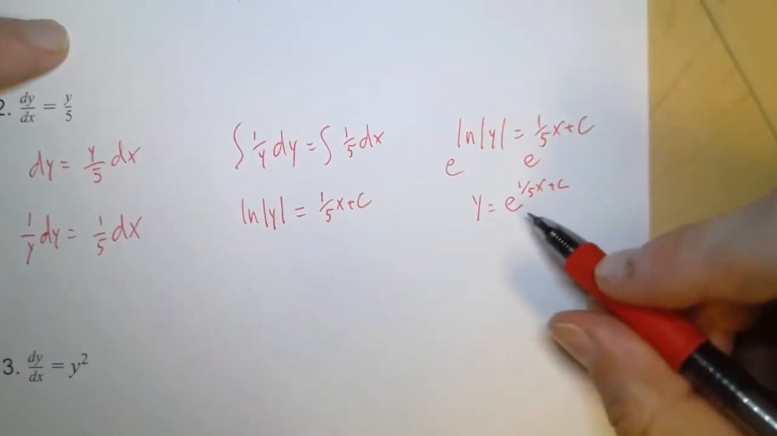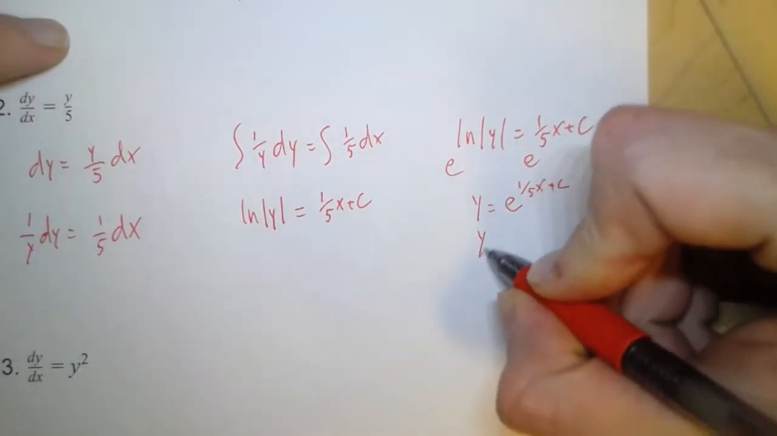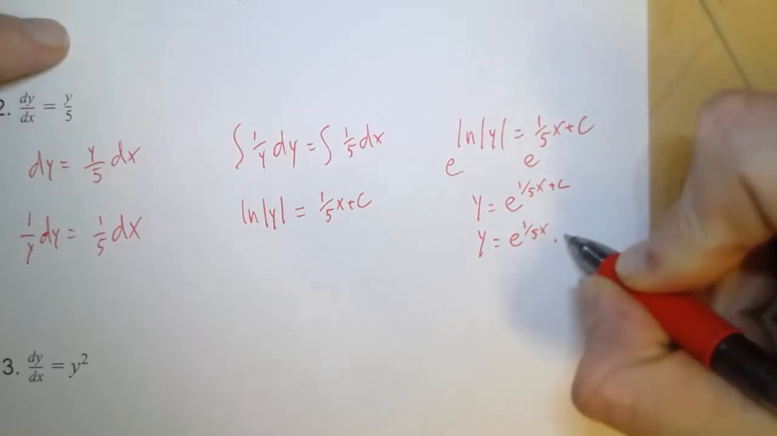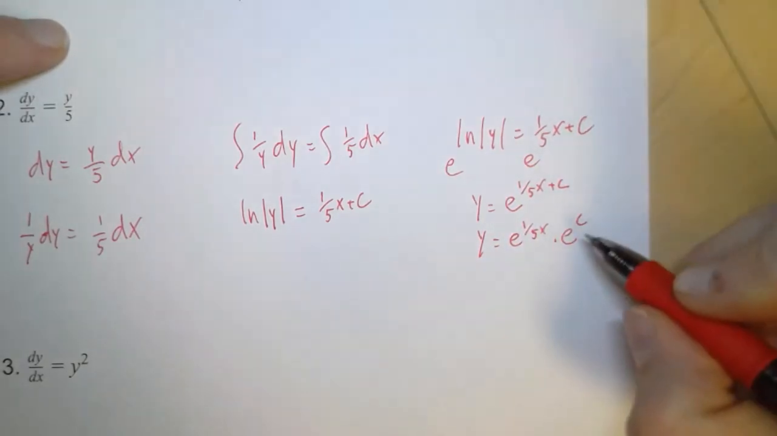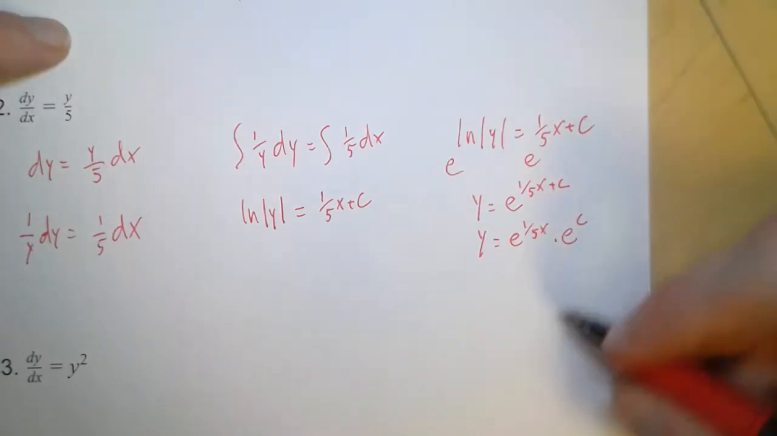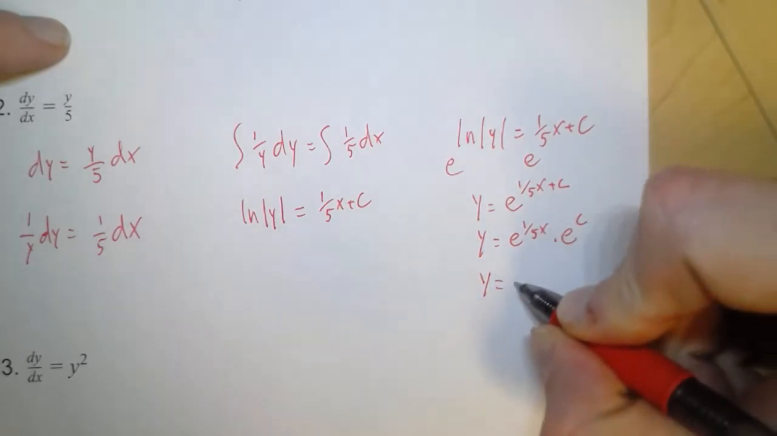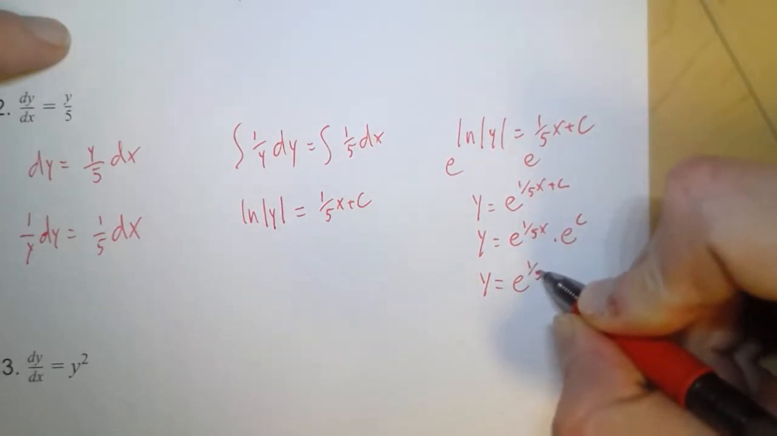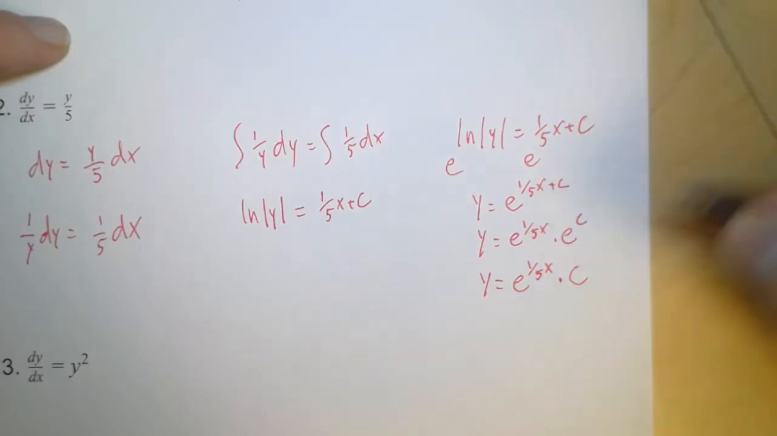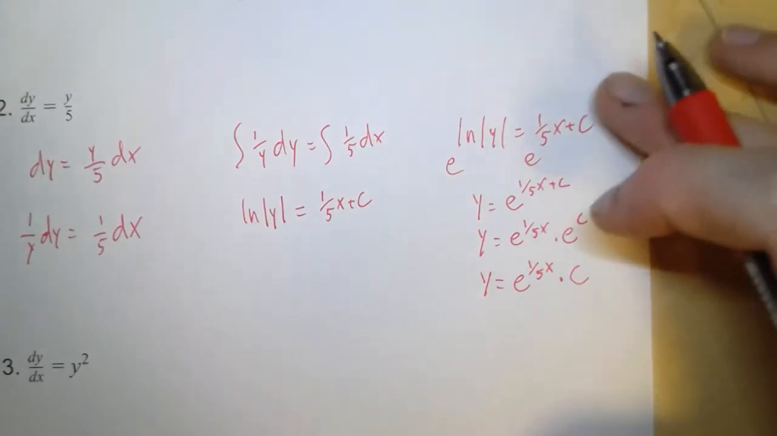Now what you will often see is books separate this out and write it as e to the 1/5 x times e to the c. Again, c is an unknown constant, so if I raise e to some unknown constant, that's also an unknown constant. So oftentimes you will see different teachers and books write it like this. We just take e to the c and write it as its own unknown constant, like that.